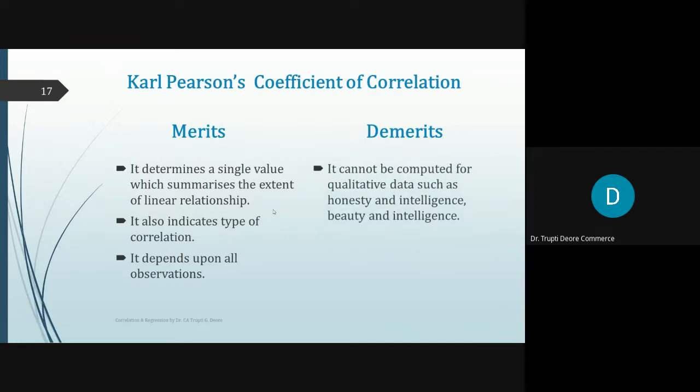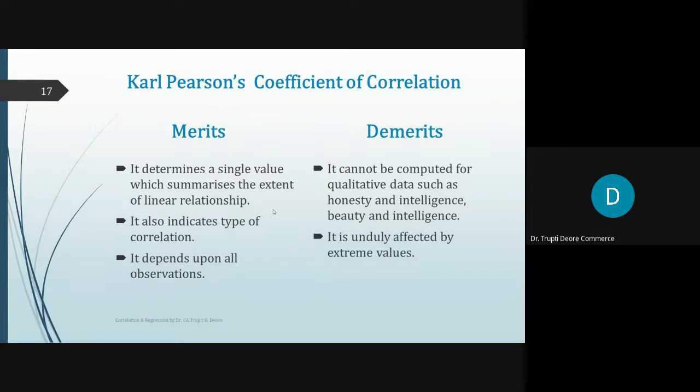What are the demerits? So it cannot be used for qualitative data, such as honesty and intelligence, beauty and intelligence. These are the qualities of a person or qualities of any event. So for such type of data, we cannot use Karl Pearson's coefficient of correlation.